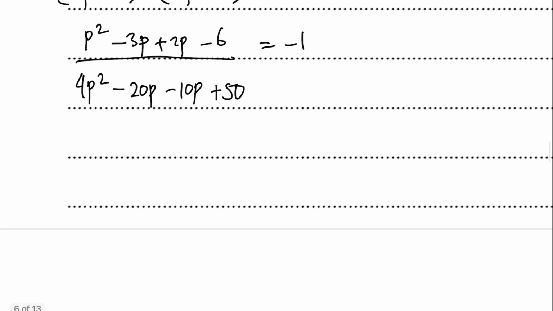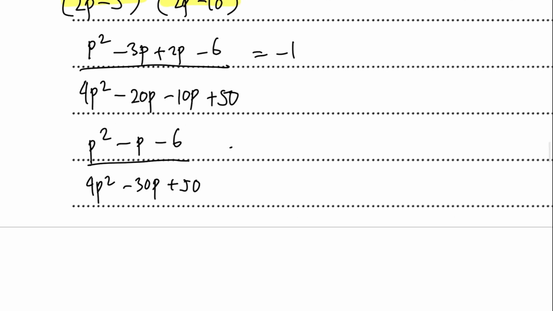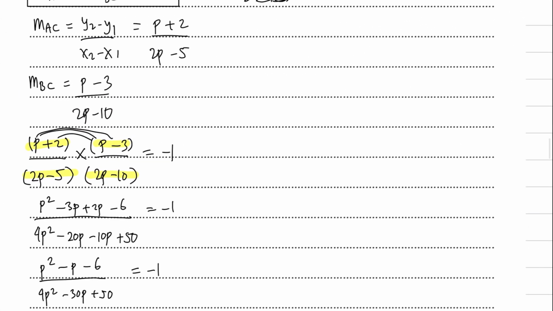Let's simplify a little bit. p squared minus p minus 6 over 4p squared minus 30p plus 50 equals -1. And then we multiply both sides by the denominator, so we will get p squared minus p minus 6 equals negative, in the bracket, 4p squared minus 30p plus 50.